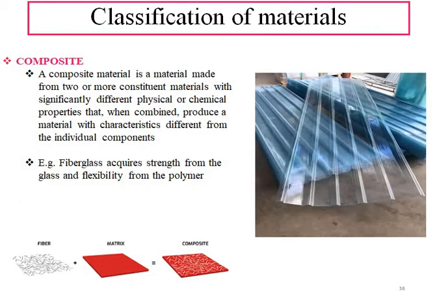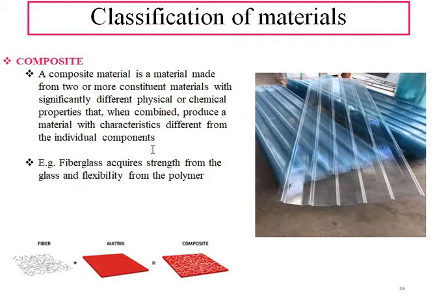Now next is the composite. We said it is a mixture of two base materials, like some metal or ceramics or polymers, whatever it is. The composite material is a material made from two or more constituent materials with significantly different physical or chemical properties that, when combined, produce a material with characteristics different from the individual components.